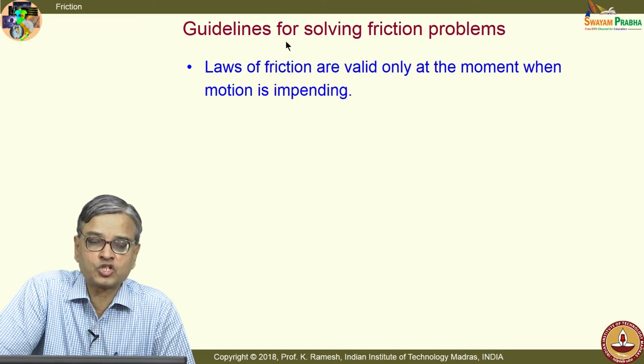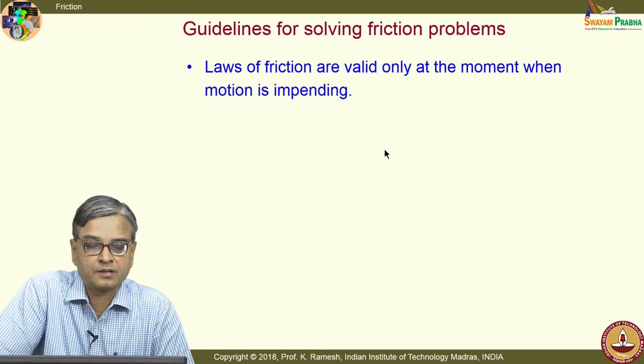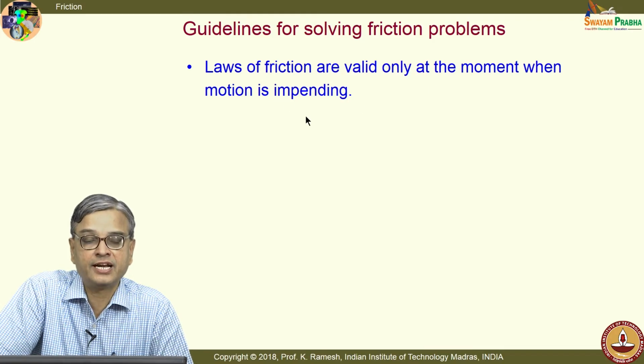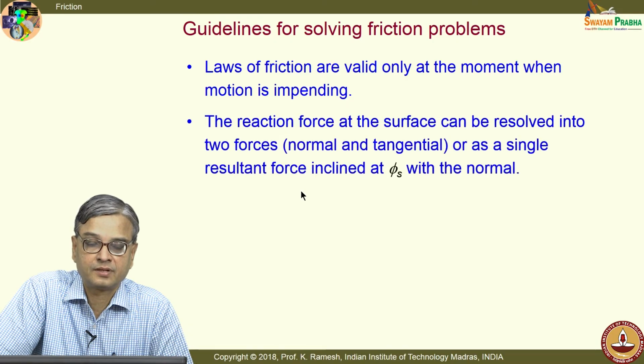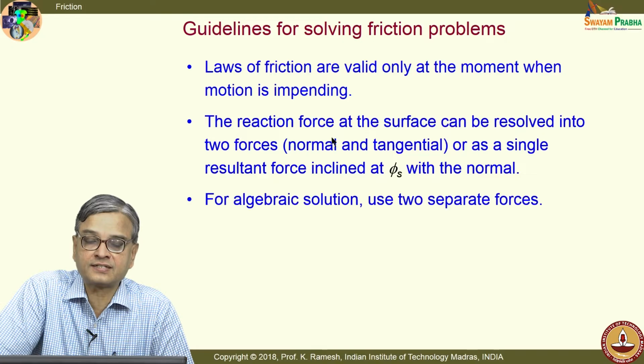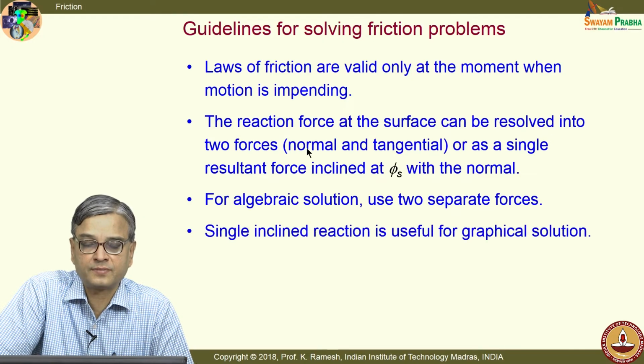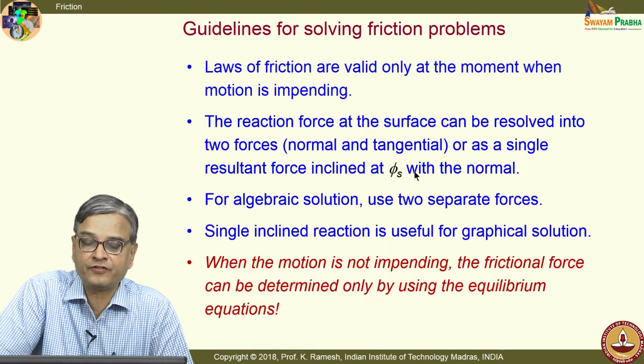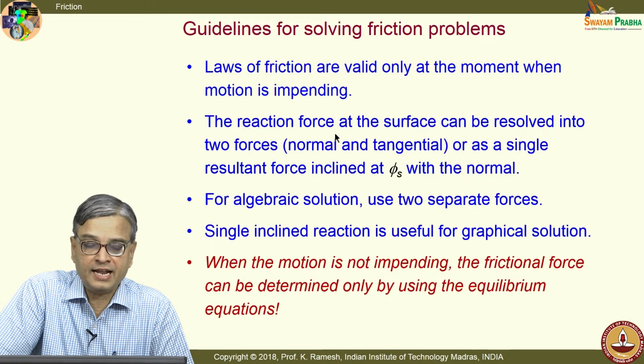So, what are the guidelines for solving friction problems? As I mentioned earlier, laws of friction are valid only at the moment when motion is impending. That needs to be investigated. The reaction force at the surface can be resolved into two forces, normal and tangential, or as a single resultant force inclined at the friction angle phi s with the normal. Whenever we use the algebraic solution, handling them as normal and tangential forces is easier to simplify.